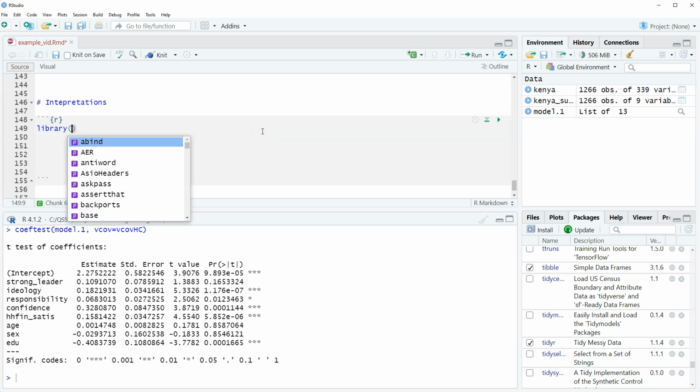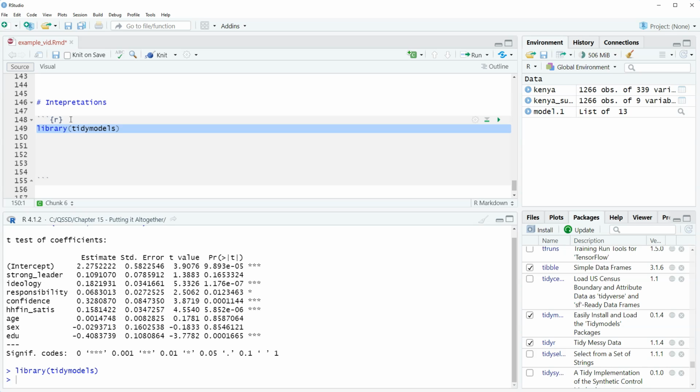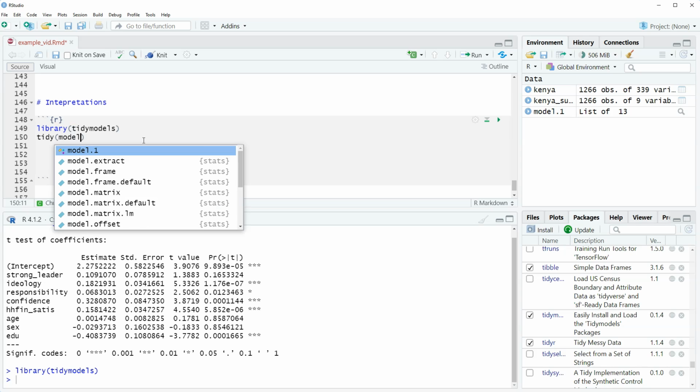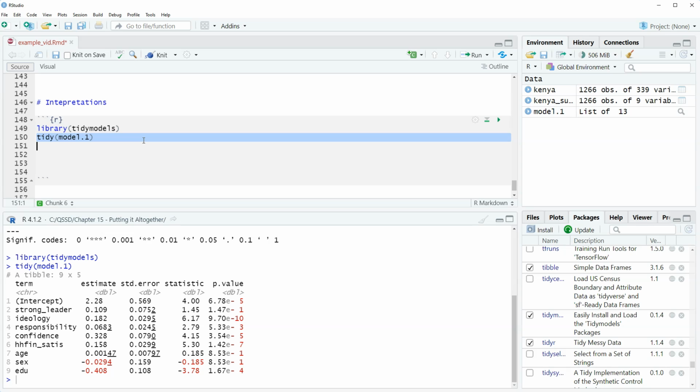So in the chapter, just to mix things up a little bit, we look at a version of the results using the tidy function from tidymodels, or the suite tidymodels. And so we're going to do tidy and then model 1, right? That's what we saved our model with.